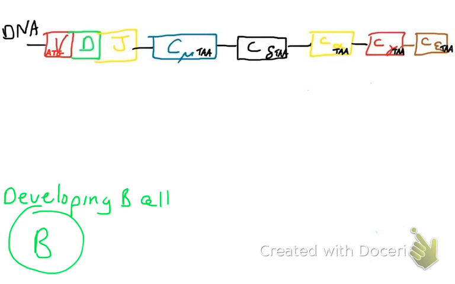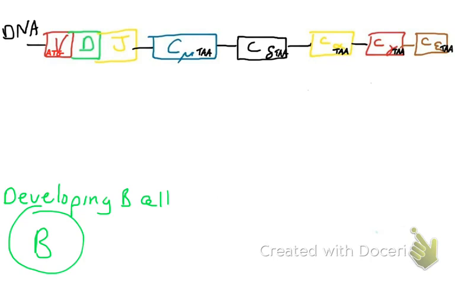But the cell will only choose certain constant regions to use at certain times. So I just need to get you to know when these are. When B cells are developing, and when we're talking about immature B cells and mature naive B cells, those cells typically only use the constant mu and constant delta. So they make both IgM and IgD. So let's see how that happens.